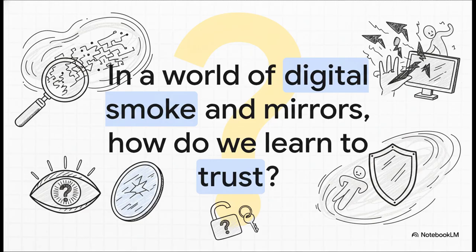Look, the work these digital detectives do is absolutely vital. They make the invisible visible. And honestly, just understanding how they do it can help all of us be a little smarter about the information we consume. But it leaves us with a really big question, right? In a world of digital smoke and mirrors, where pretty much anything can be faked or twisted, how do you and I learn to trust what we see online?